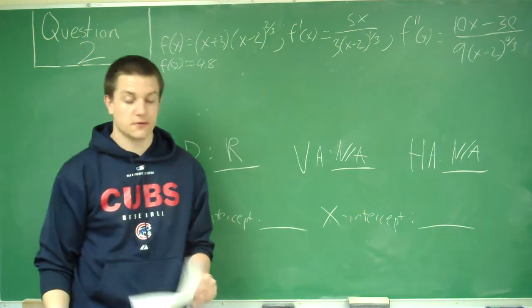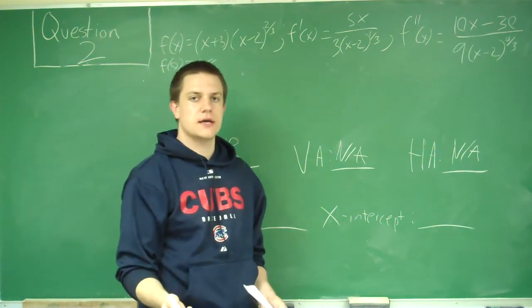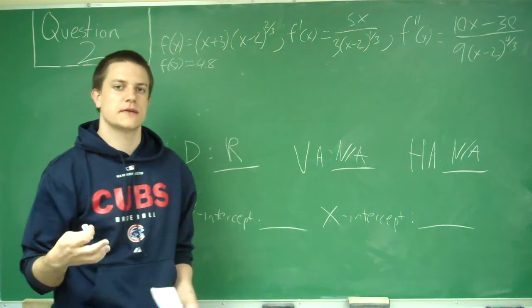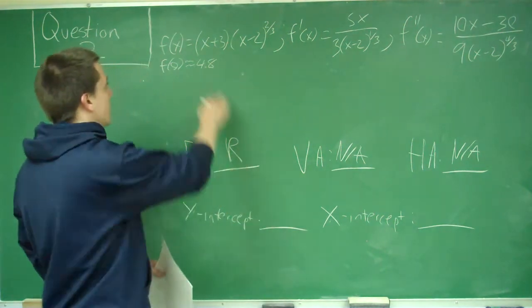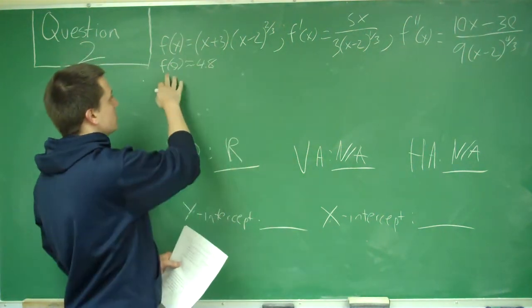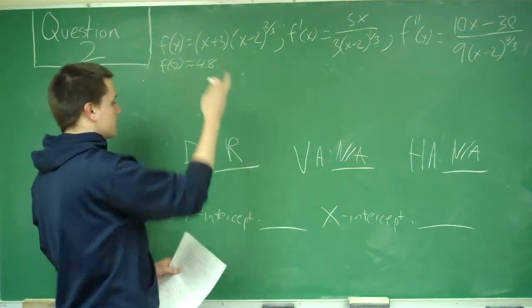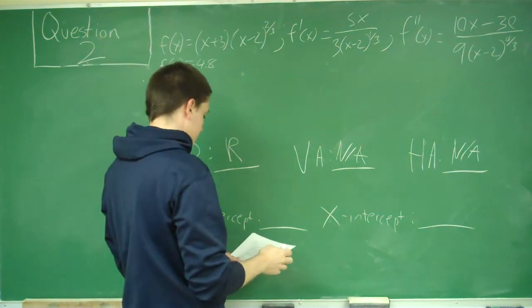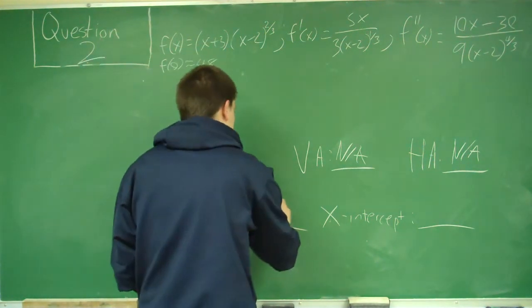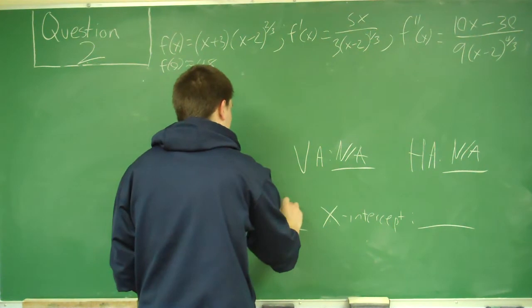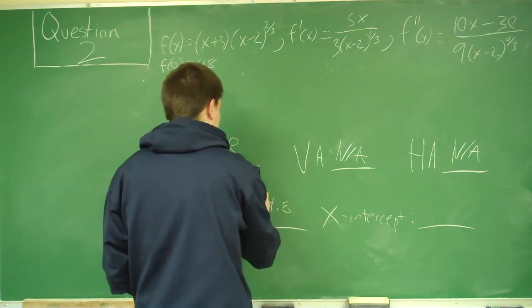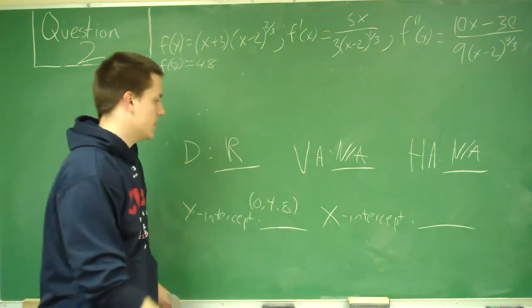Alright, it also asks us for the y-intercept. So remember, the y-intercept is when x equals 0. So we just have to plug 0 into the original f. But actually they told us what f of 0 was. It's approximately 4.8. So our y-intercept is (0, 4.8).